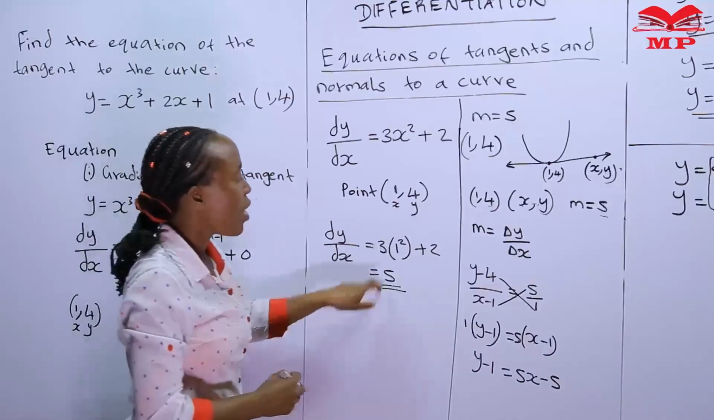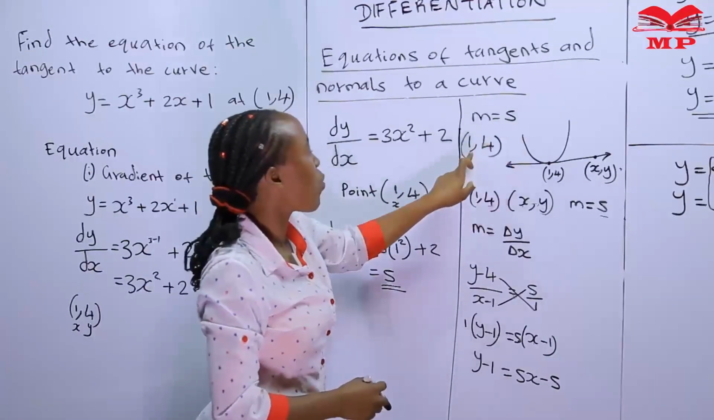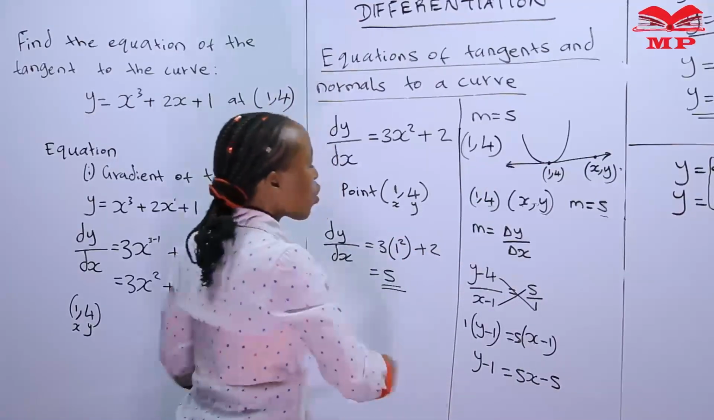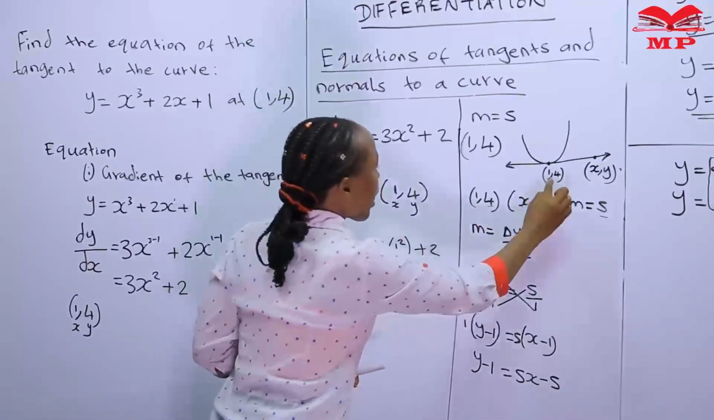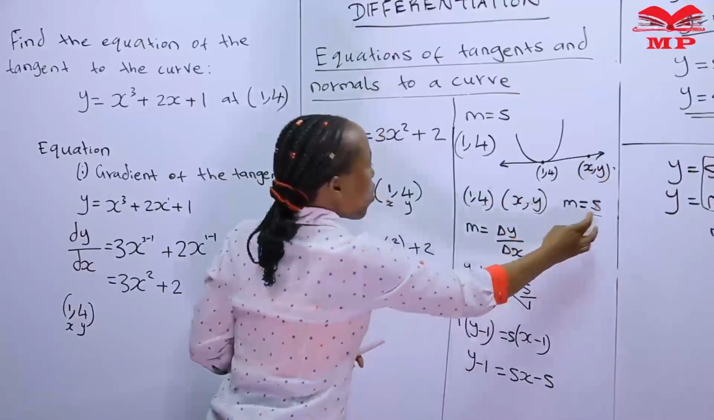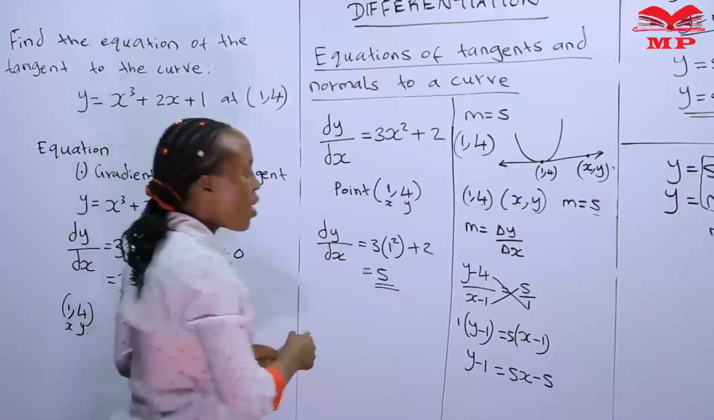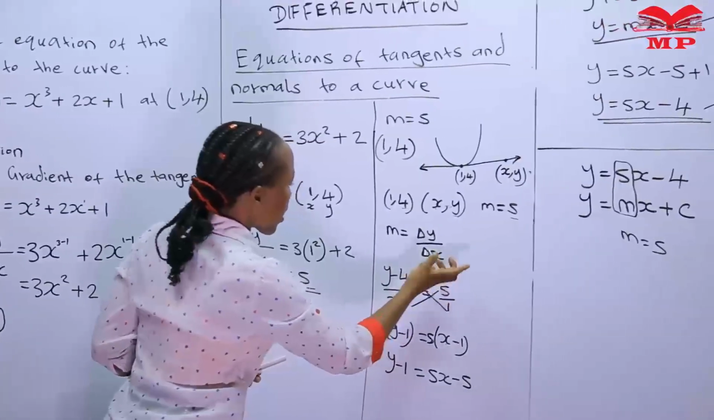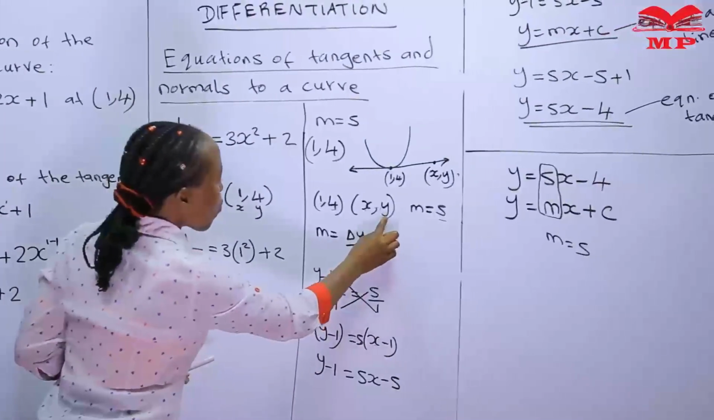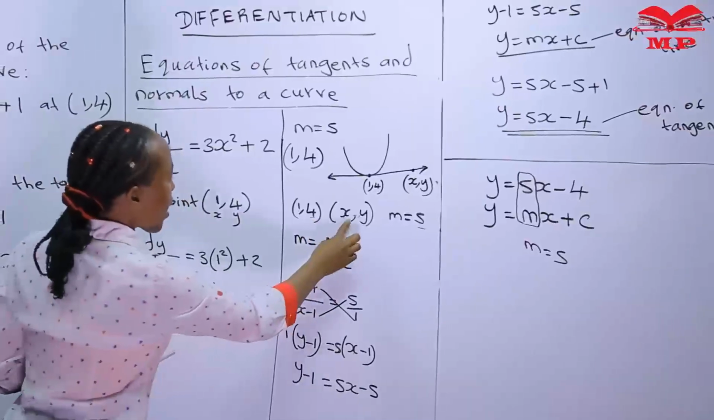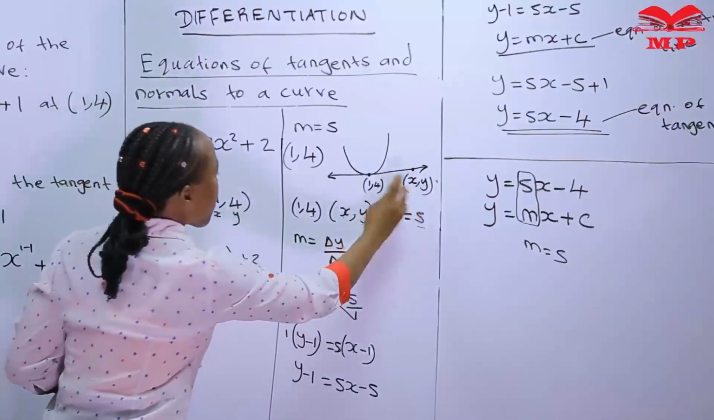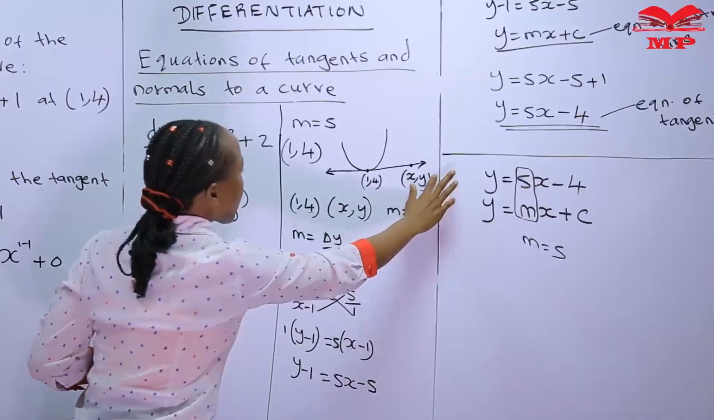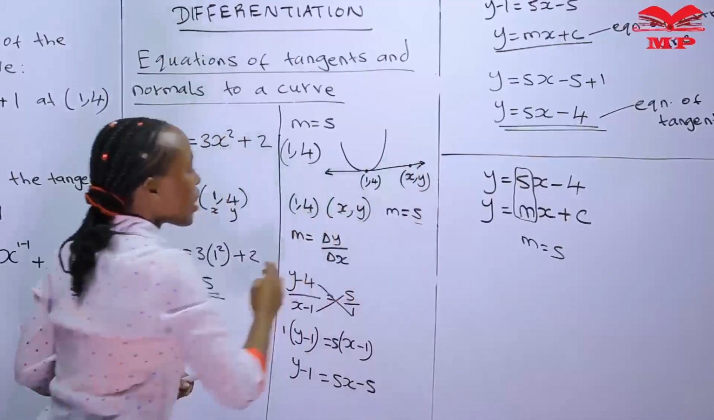After getting the gradient and we have the point, we can now get the equation. Because we know when we have the point, we take another imaginary point (x, y). We have the gradient that is 5, and gradient is change in y all over change in x. Our change in y is y minus 4. This (x, y) is an imaginary point, another point on the tangent. It can be on this side or whichever side. It is a point again on the tangent.